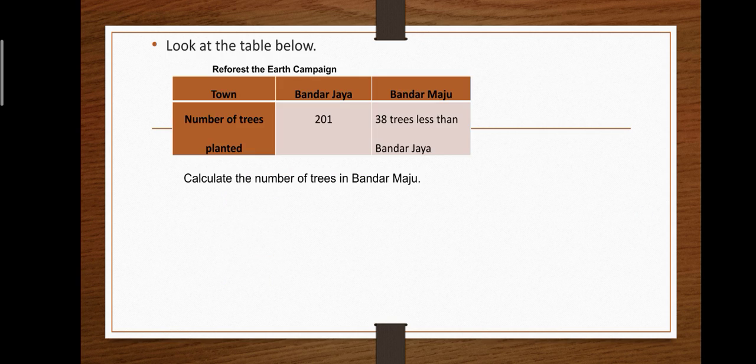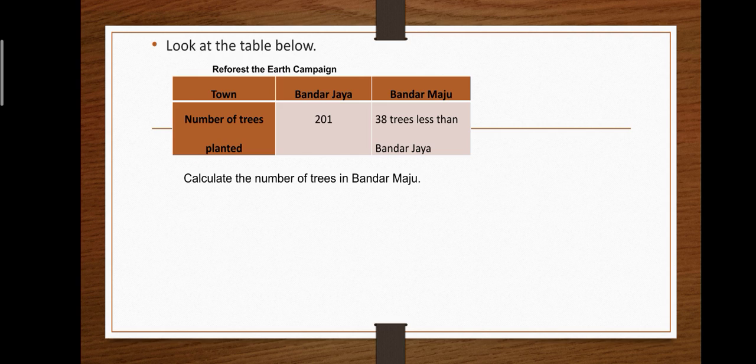Next. This question is based on a table about the Reforest the Earth campaign. Which towns? Bandar Jaya, Bandar Maju. Number of trees in Bandar Jaya, 201. Number of trees in Bandar Maju, 38 trees less than Bandar Jaya. Less than. Can you see that word? Now, let's see the question. Calculate the number of trees in Bandar Maju.